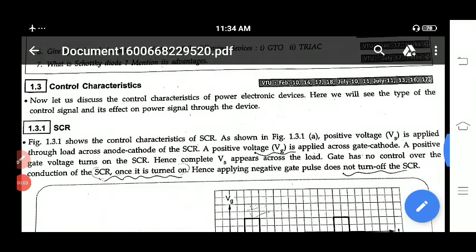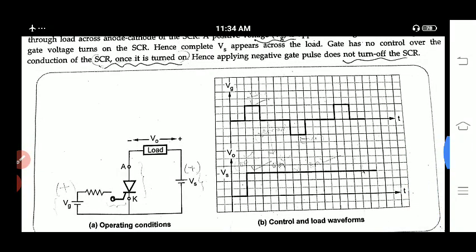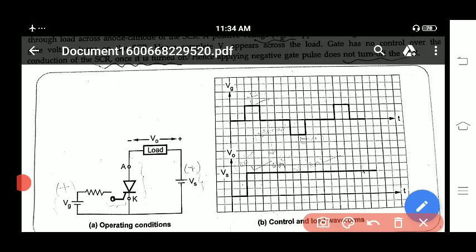In this video, we'll see the control characteristics of the SCR. Here, control characteristics of the SCR means, if you want the SCR to conduct, you have to connect your SCR in a forward bias condition. Forward biasing means connecting the anode to the positive supply of the battery and the cathode terminal to the negative supply of the battery. Then you can say that this SCR is connected in a forward biasing condition.